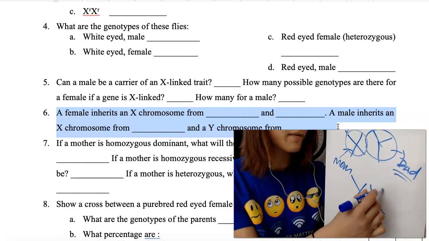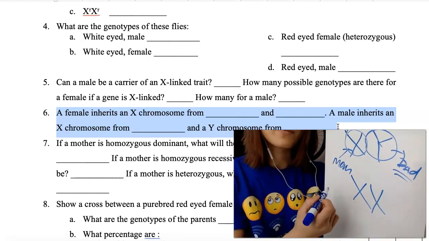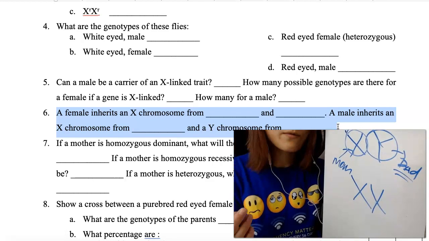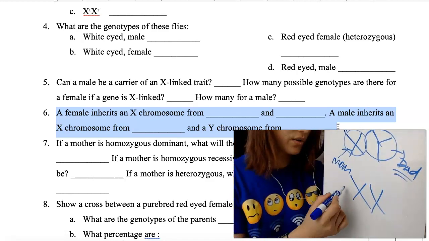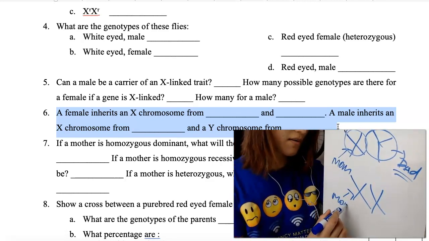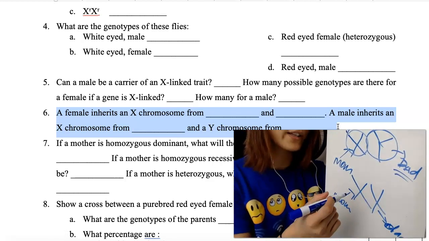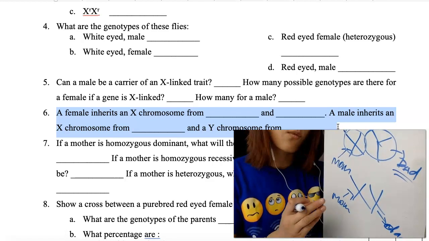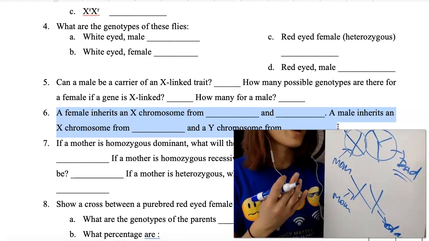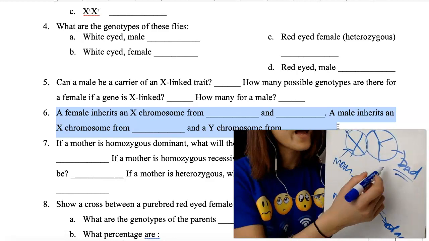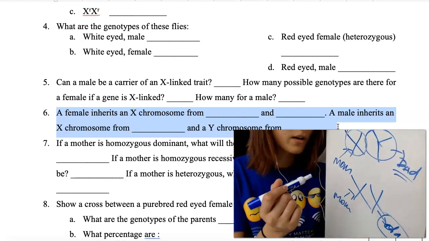So if you were to be a female, you have XX. Everybody comes from the father and the mother. So one X chromosome comes from mom, one X chromosome comes from dad. So the result is, in order for your biological sex to be determined, that has to be the dad's job.